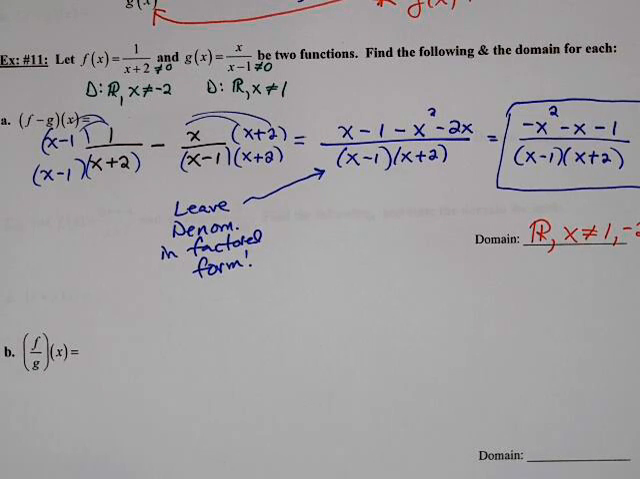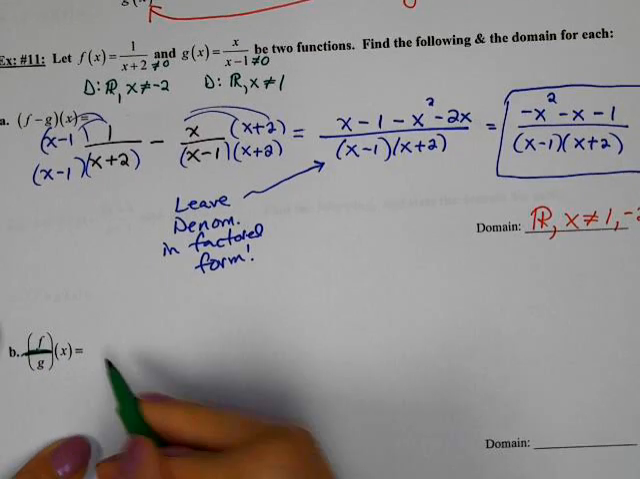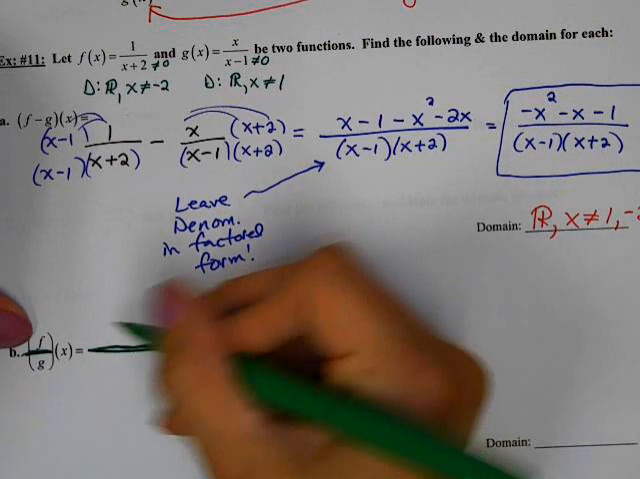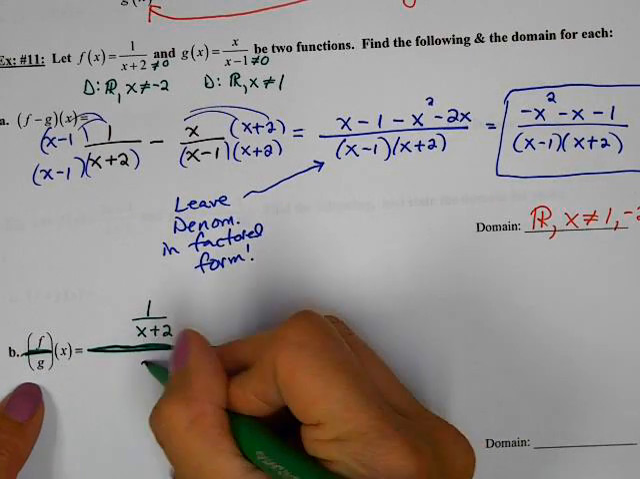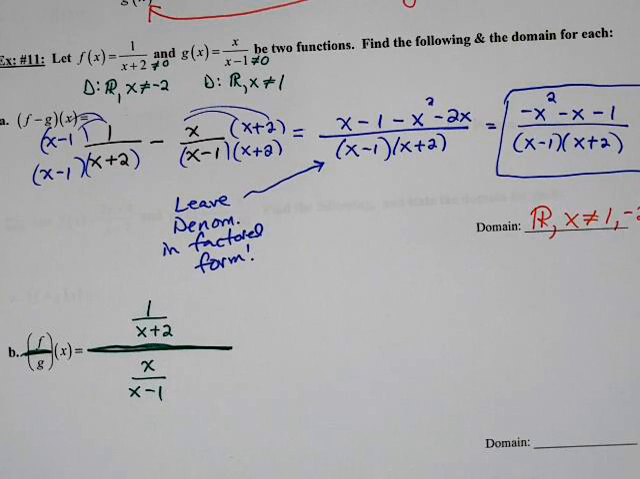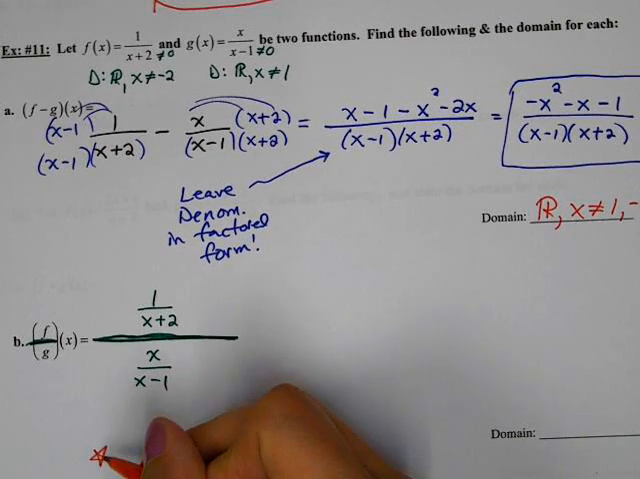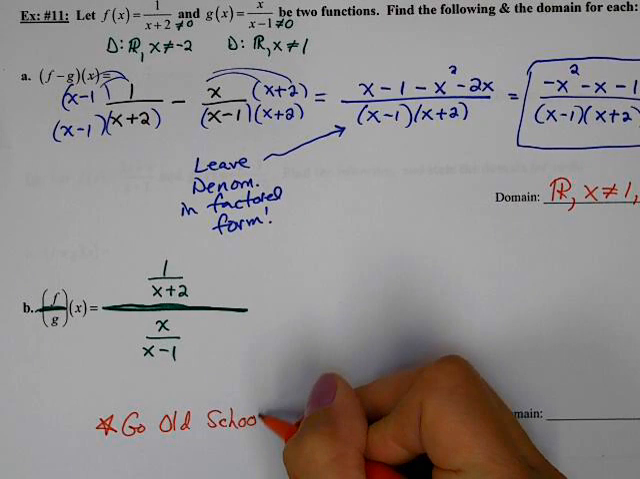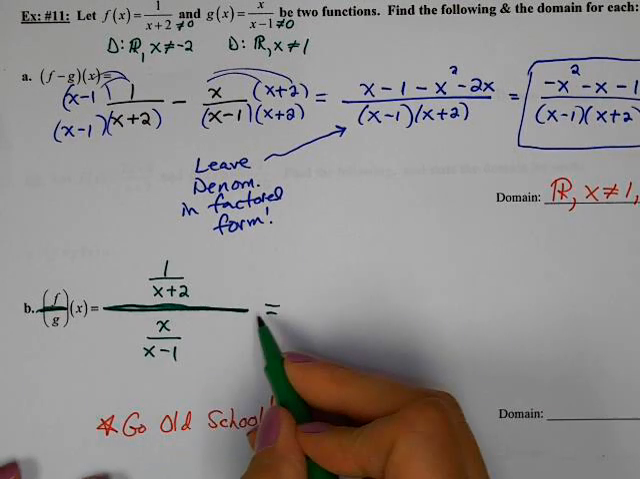This one gets interesting. Okay, so we're going to write a divide problem. Let's put a big fat divide bar. In the numerator, we're going to write our f function, and then I'm going to divide by the g function. I don't know about you, but a quadruple decker fraction is not something that I like to work with. So here's a hint. We're going to go old school. What does that mean? We're not going to write this massive divide sign.